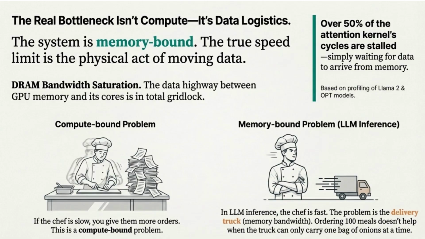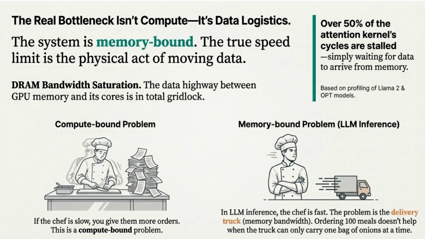So look at this analogy on the slide. On the left, we have compute bound. Think of it like a slow chef. The chef can only cook so fast. Orders are piling up. Solution? Give more orders, batch them, hire more chefs.